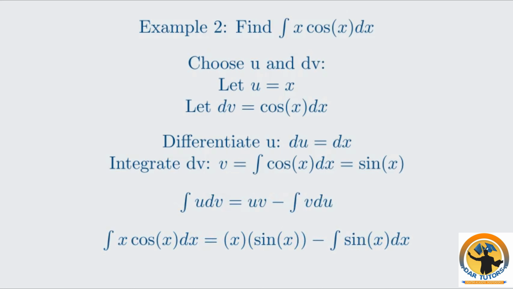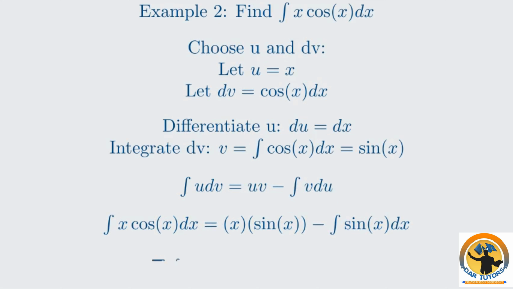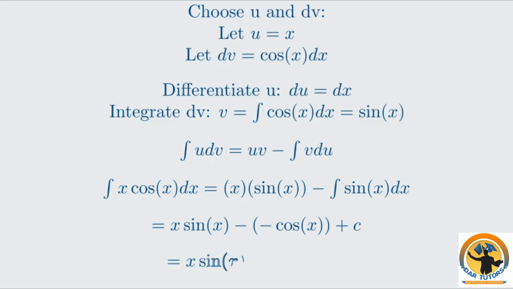The new integral, the integral of sine of x, is straightforward to solve. The integral of sine of x is negative cosine of x. So our expression becomes x sine of x minus negative cosine of x plus c. Simplifying this gives us our final answer. The final answer is x sine of x plus cosine of x plus c.